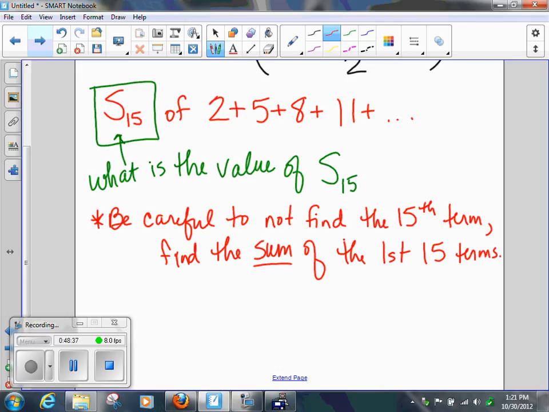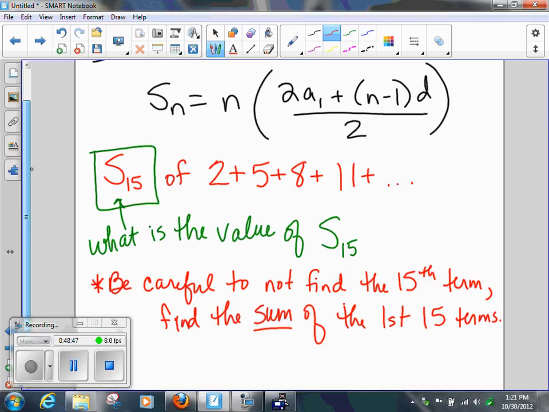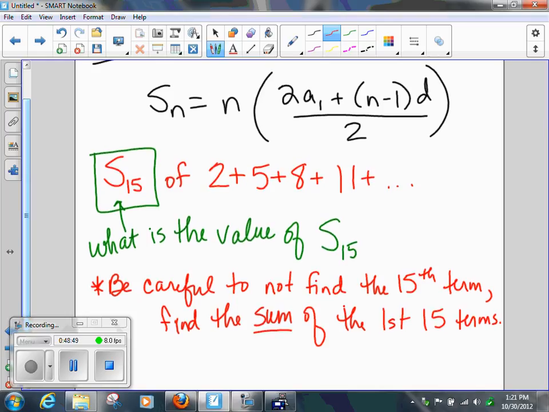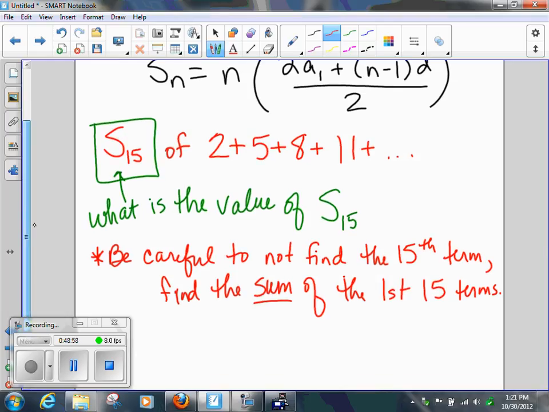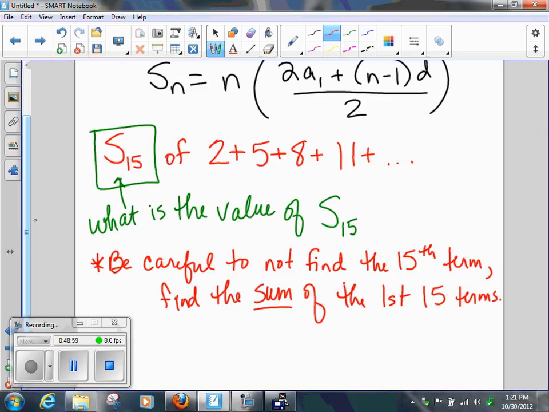Be sure you find the sum of the first 15. Could I plug everything into the formula? Absolutely. You don't have to, but I'm going to just to show you. What would I be given? All right, here we go. I've got to find S sub 15.